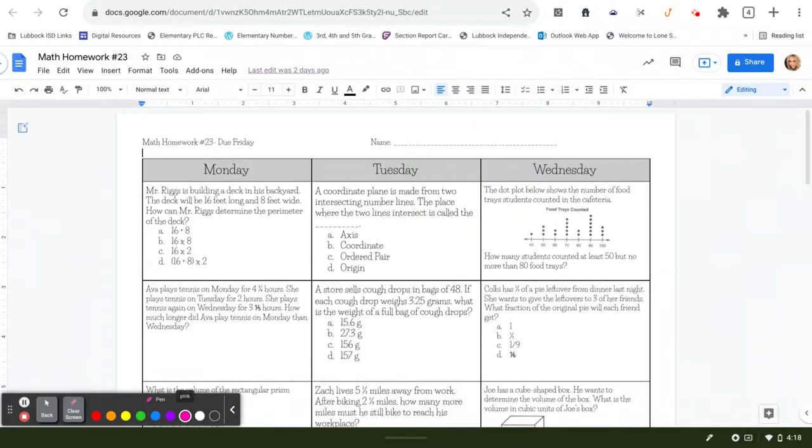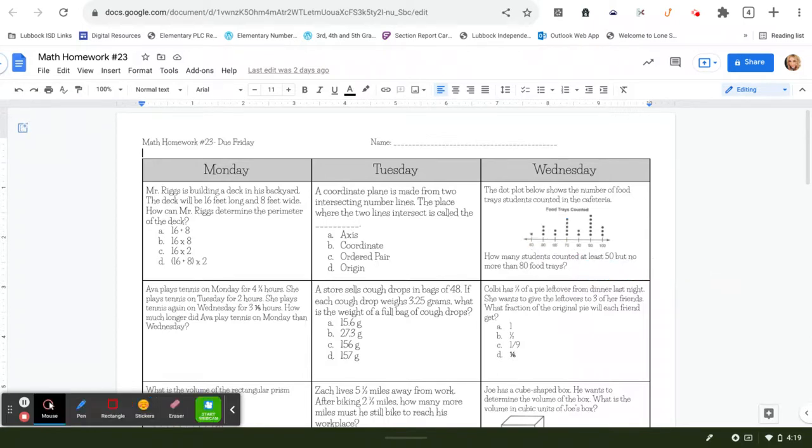The dot plot below shows the number of food trays counted in the cafeteria. How many students counted at least 50, but no more than 80 food trays? So we are looking at all the dots here. Okay, so each dot is representing one student. So I would count 1, 2, 3, 4, 5, 6, 7, 8, 9, 10, 11, 12. 12 students.